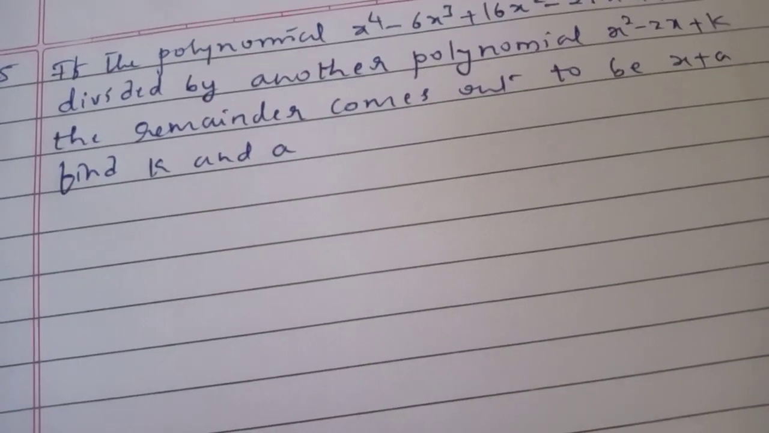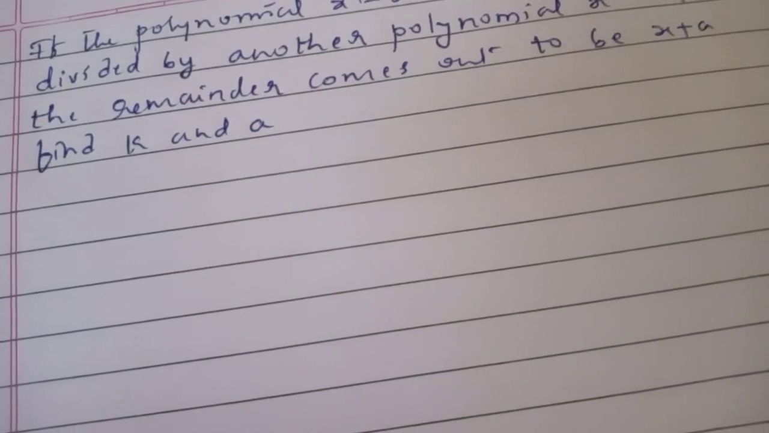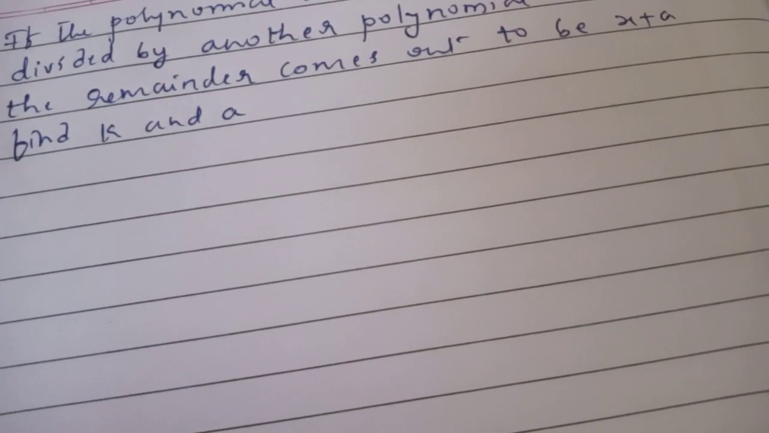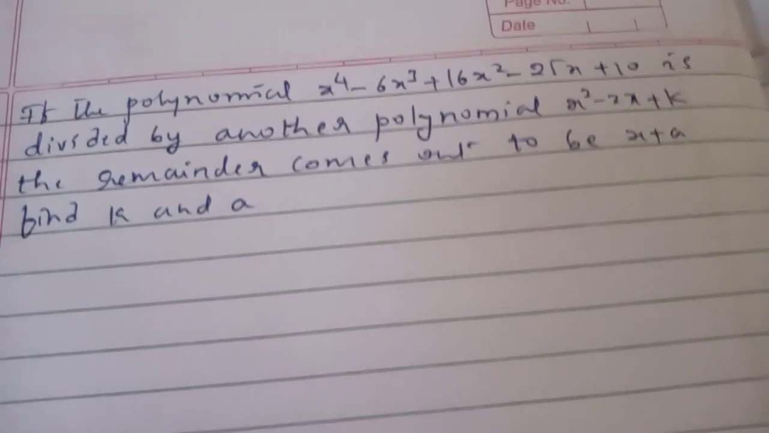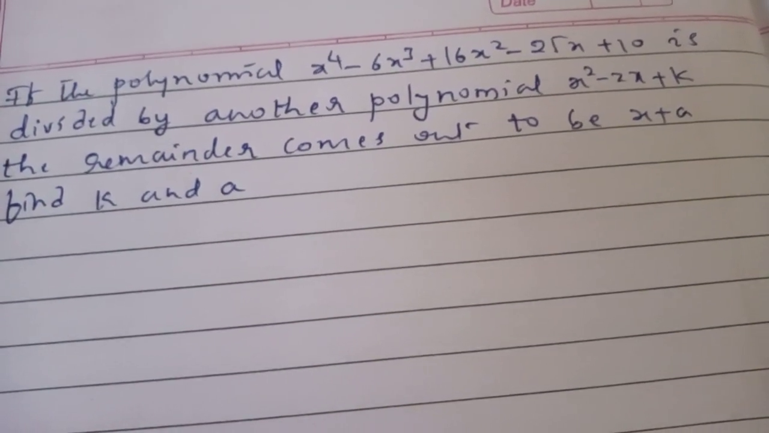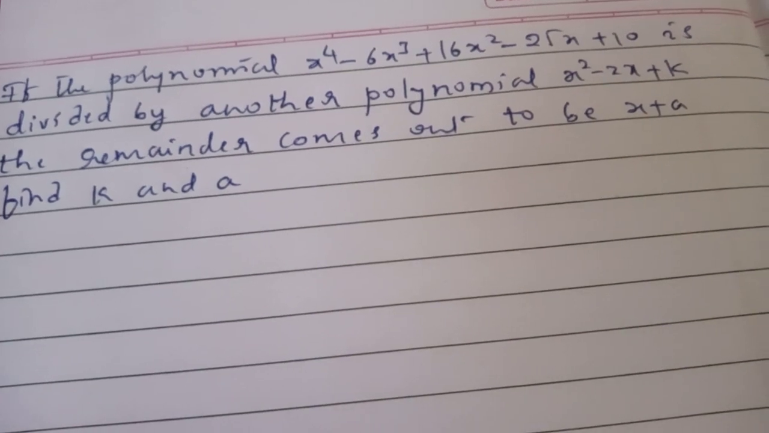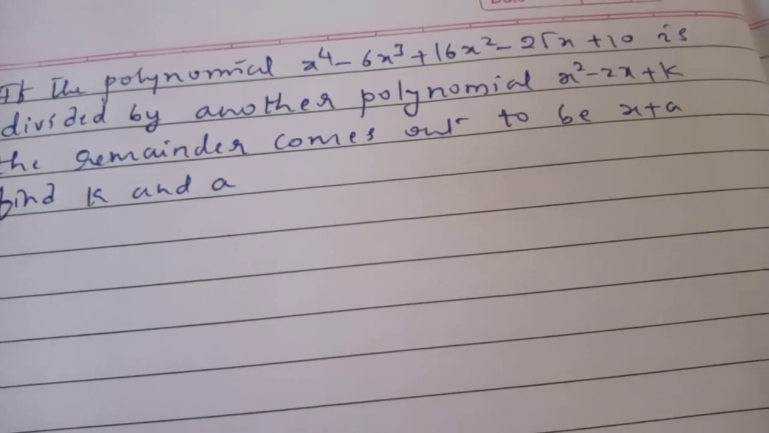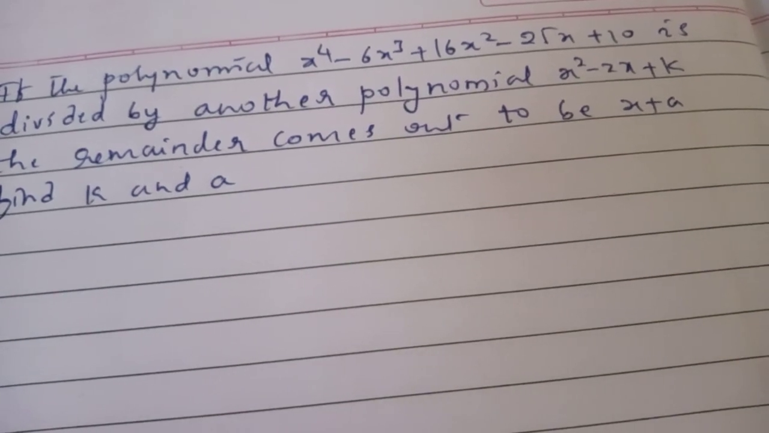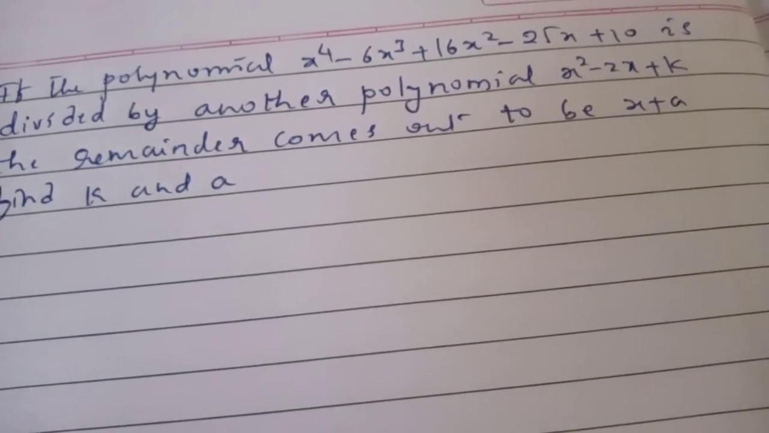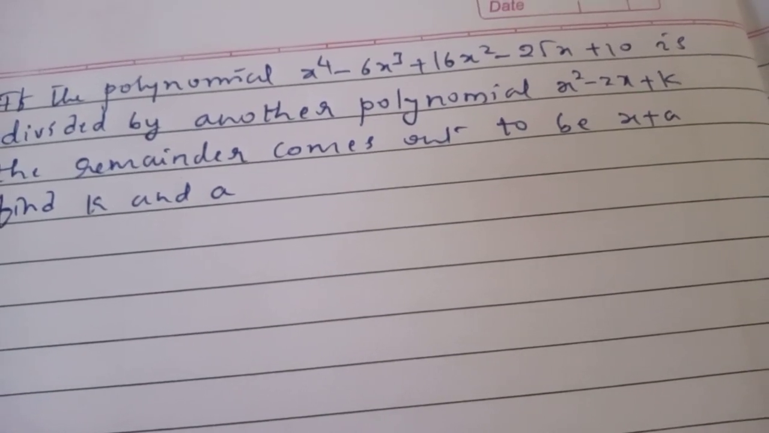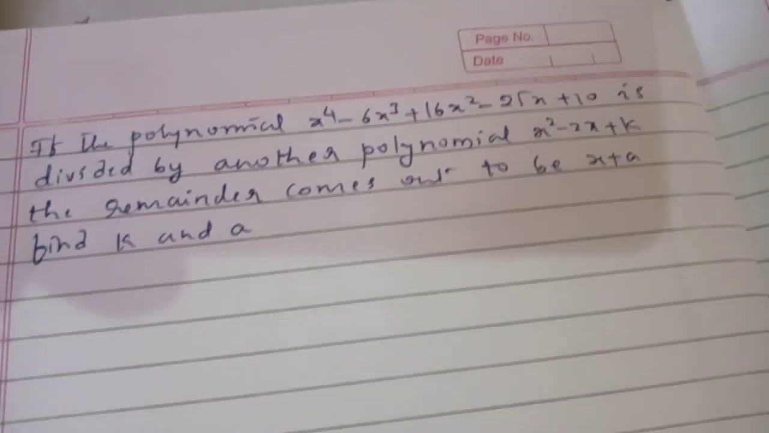Yes, in the previous video, some students were getting confused in the fifth question's solution. The fifth question is: if the polynomial x raised to 4 minus 6x cube plus 16x square minus 25x plus 10 is divided by another polynomial x square minus 2x plus k, the remainder comes out to be x plus a. Find k and a. This is the question.